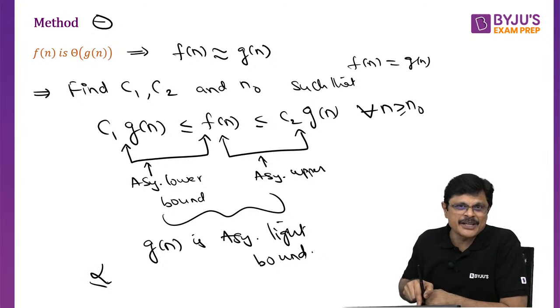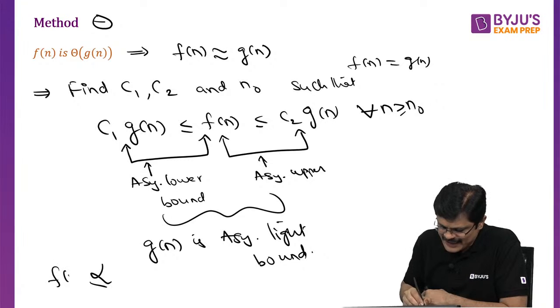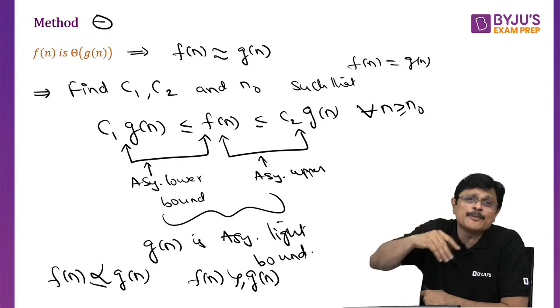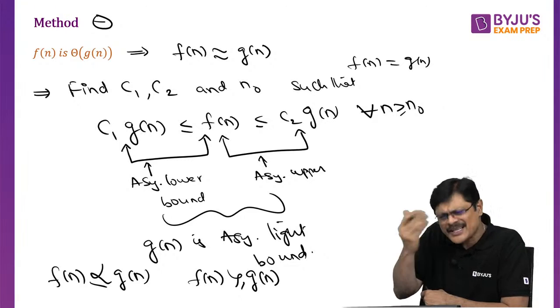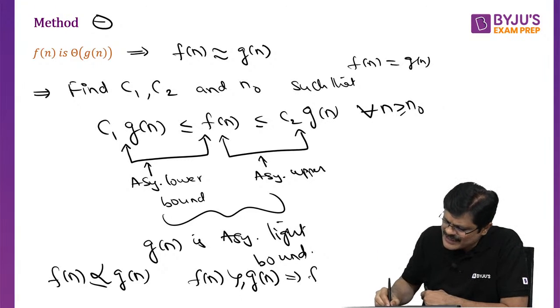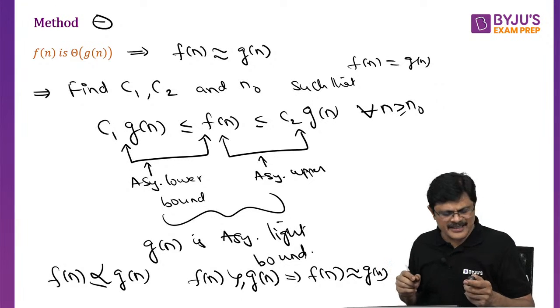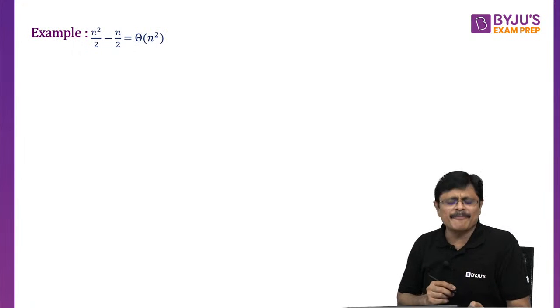Scripted notations. So here we say that f(n) is asymptotically smaller than g(n), or we say that f(n) is asymptotically larger than g(n). If it is asymptotically smaller as well as larger, then we can say that f(n) is asymptotically equal to g(n). Okay, so that is the idea, my dear friends. Now let me explain this with some examples.